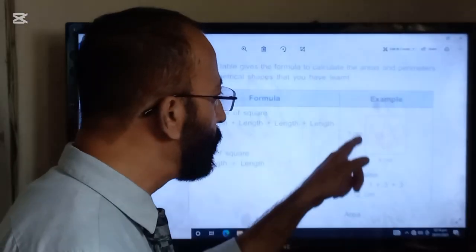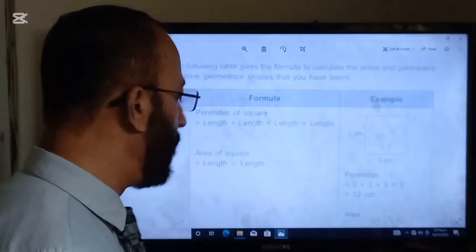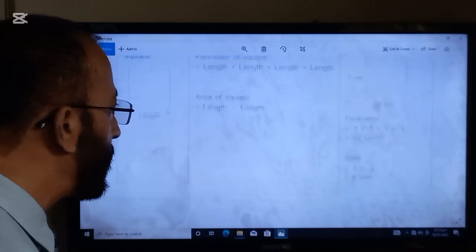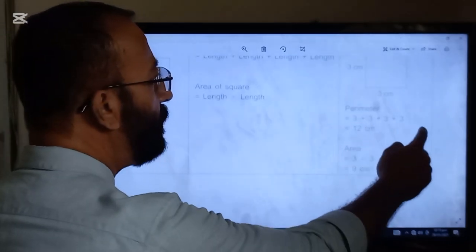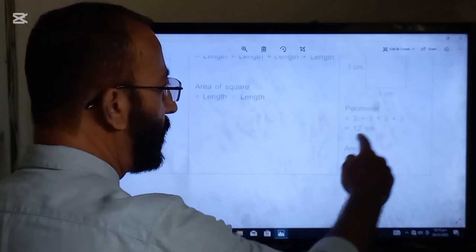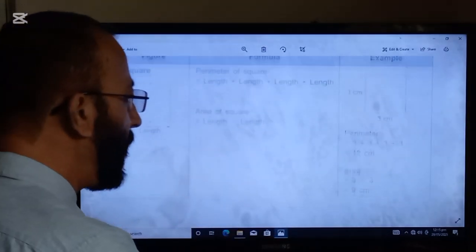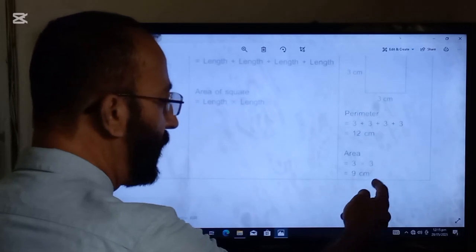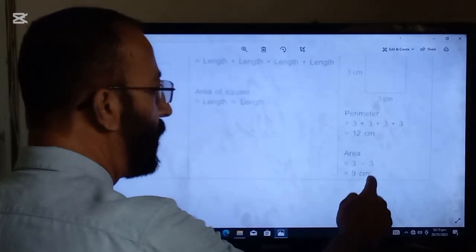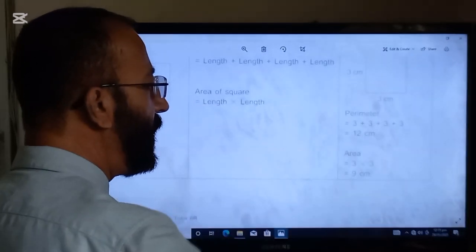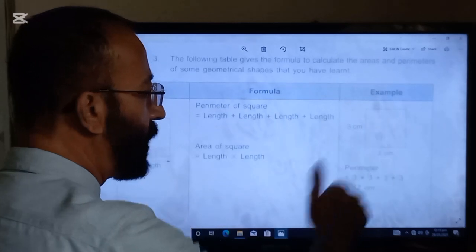Here we have a square, each of side 3 centimeter, 90 degree is the angle of each corner. Perimeter is 3 plus 3 plus 3 plus 3, sum of all sides, that will be equal to perimeter. And area is length multiplied by length, that is 3 multiplied by 3. So 9 centimeter square, because centimeter is the unit used. So 9 centimeter square will be the area of the square, which is having a side of 3.